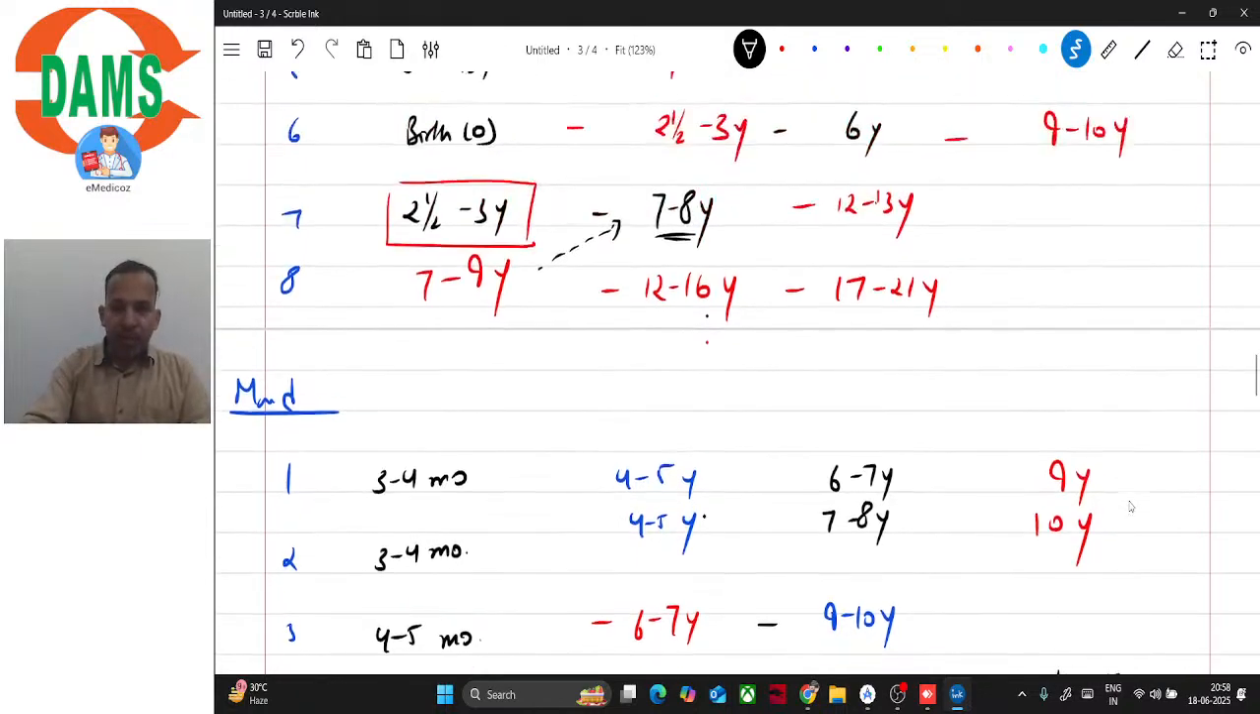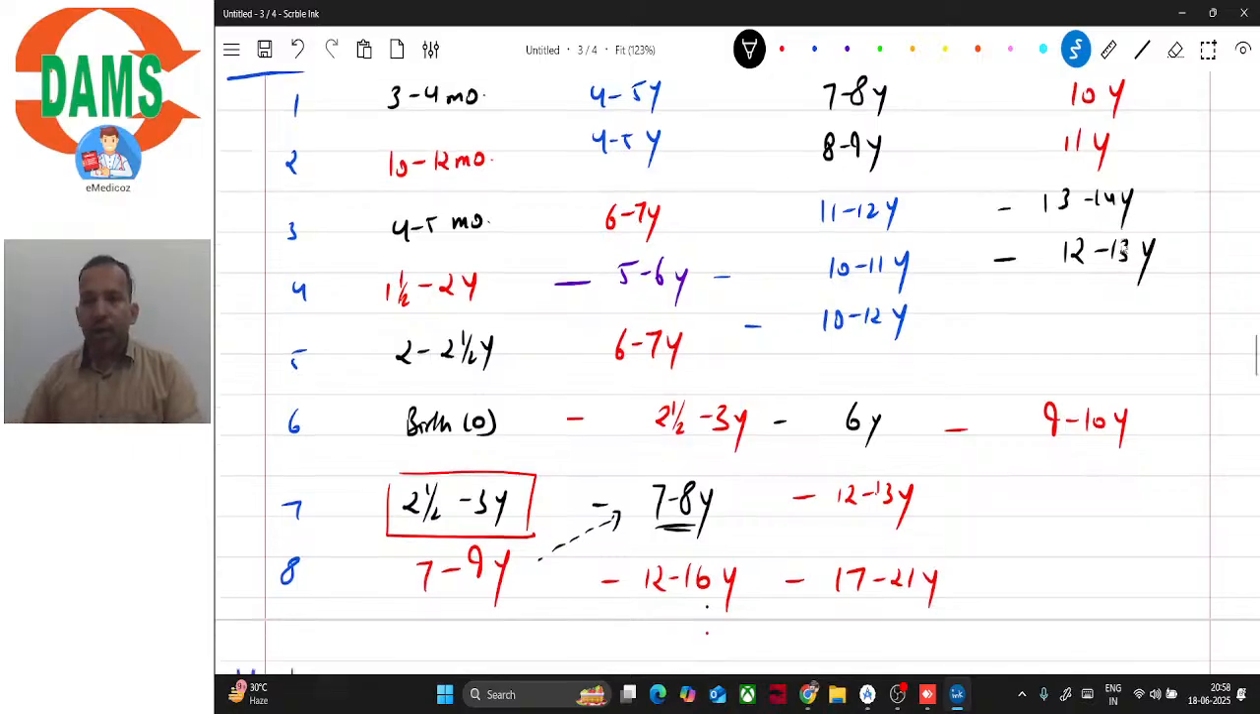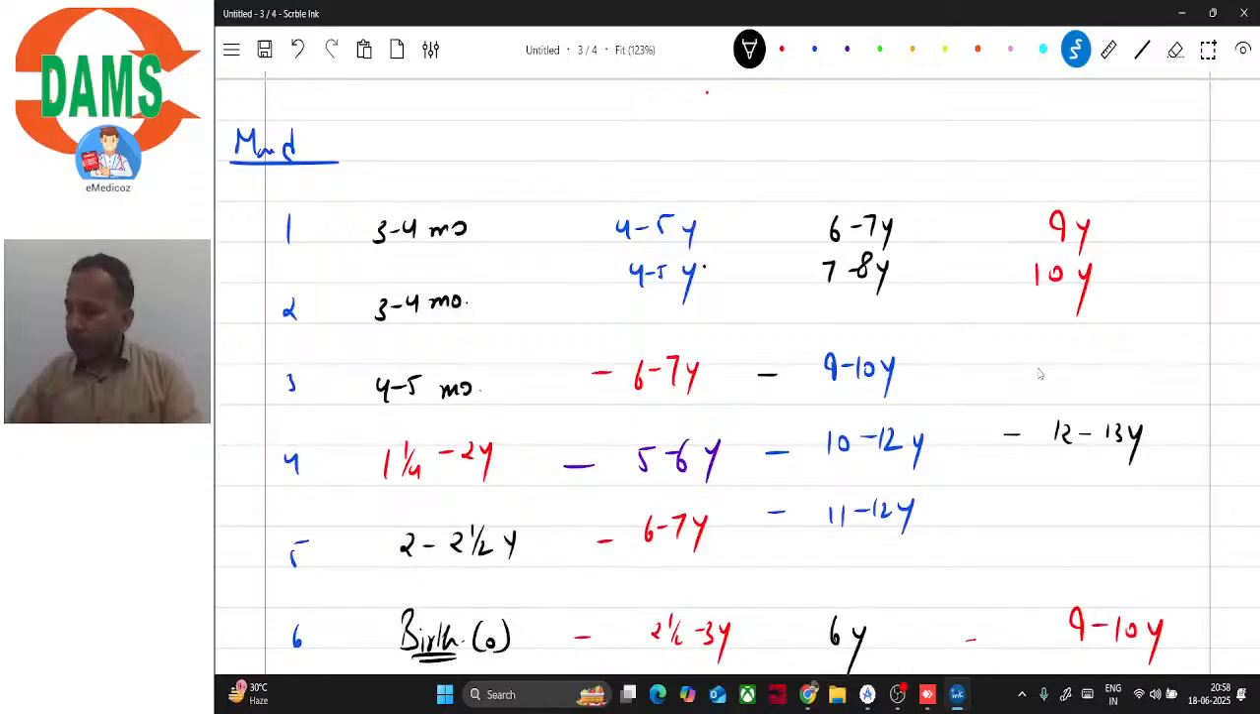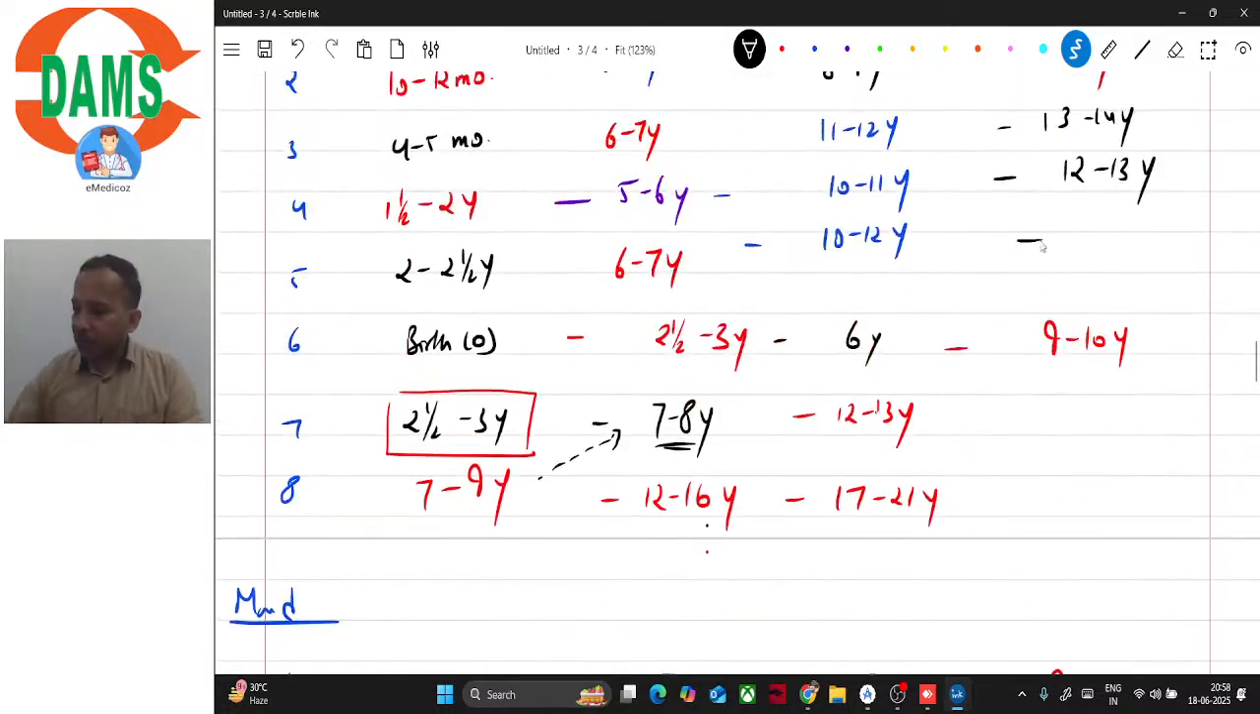Next, whose root will complete? Canine at about 13 to 14 years, right? Next, second premolar. So second premolars will also complete at about the same age. You can say 12 to 14 years.